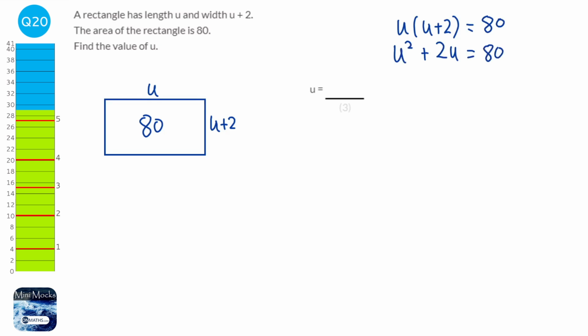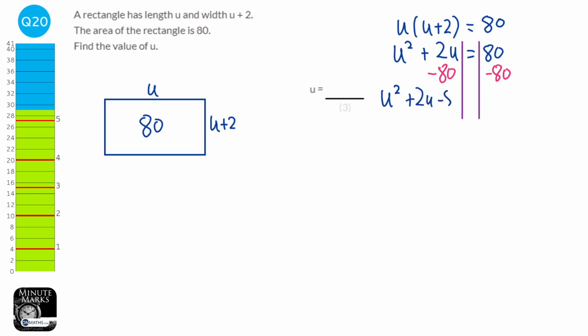And what we're going to do is put everything on the same side. So all I'm going to do here is subtract 80 from both sides. And so we've got u squared plus 2u minus 80 equals 0. Now we're going to be using quadratics, so we're going to factorize this. And so we need two numbers that add together to make 2 and times together to make minus 80.